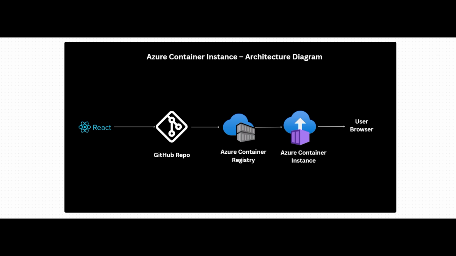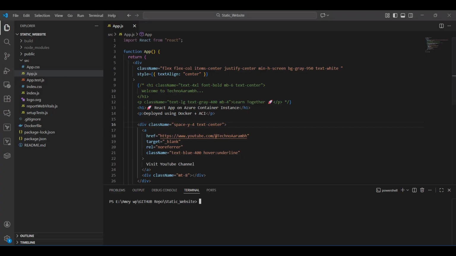So without wasting any time, let's jump to VS Code where I'll show you the React app, and then we'll move to the Azure portal and we'll set up and deploy our Azure Container Instance. So let's get started. I've created a small static page where you can see, let's do npm start.